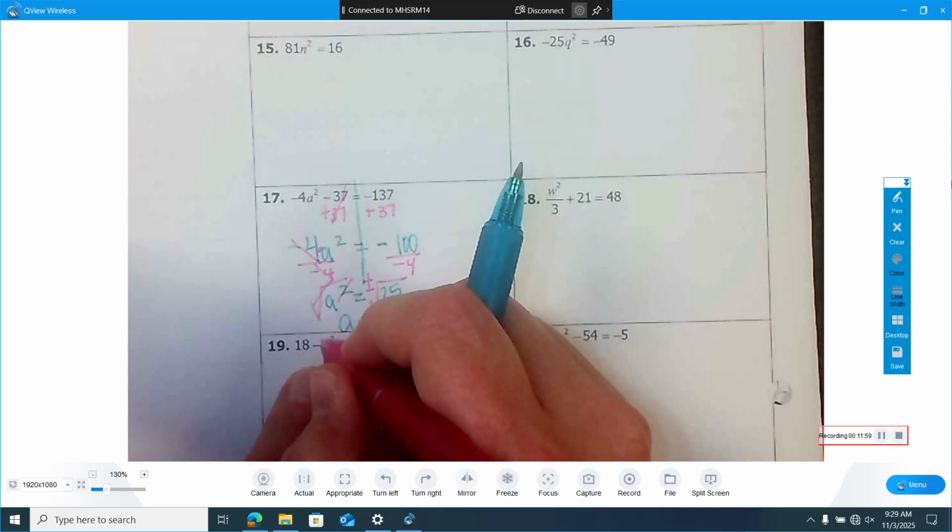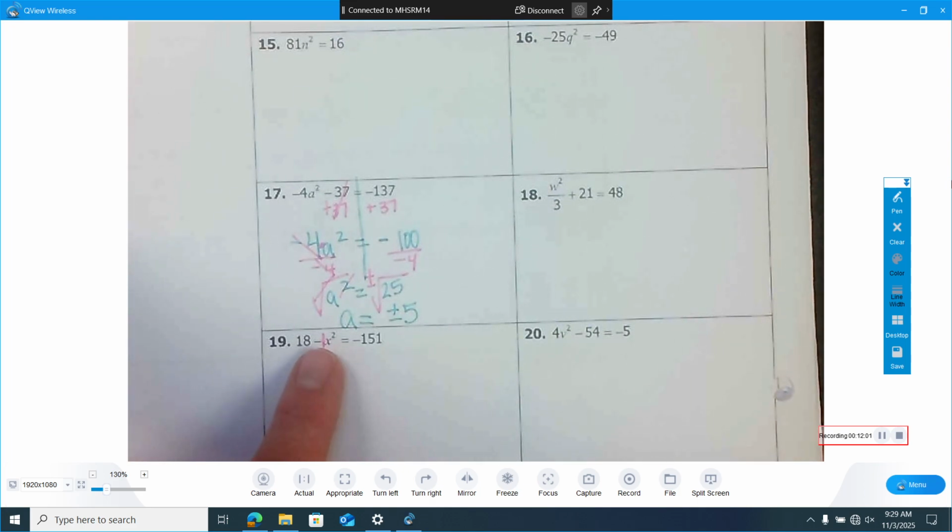A 1, yeah. There's a little 1. You might want to put that little 1 in there between the negative and the variable. That should be a little bit helpful.